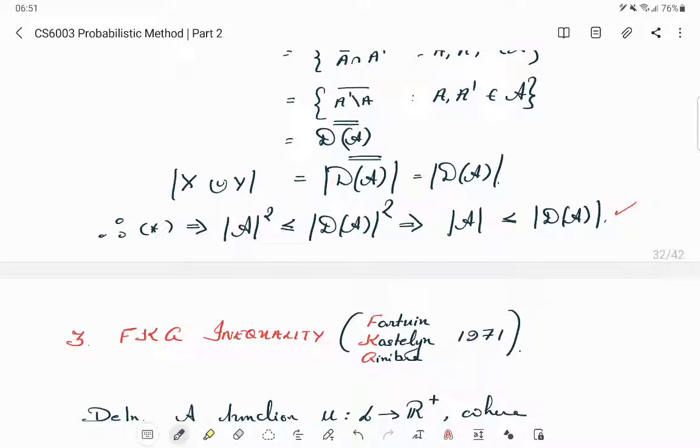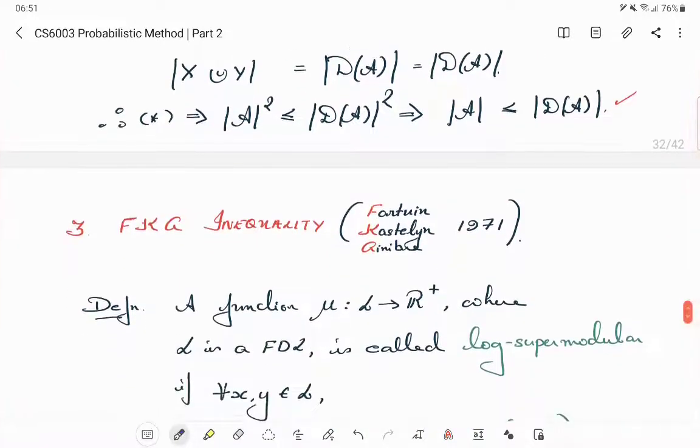To state this theorem, the proof will be almost immediate from the four functions theorem, and this is on lattices. But in order to state that, we need to define a special type of function which we call a log supermodular function. Okay, so what is a log supermodular function? This is a function from a lattice to the non-negative real numbers. Okay, so we are only treating such functions. So let mu be a function from a lattice L.